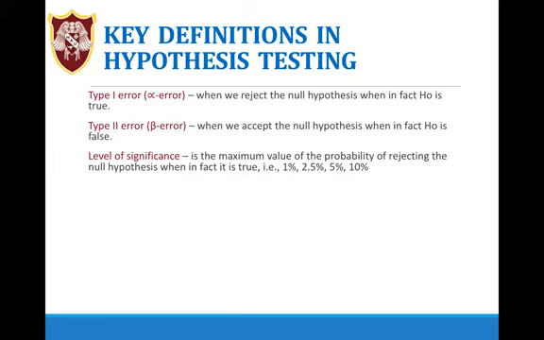Commonly used levels of significance are 1%, meaning there is a 99% confidence level. A 2.5% level of significance implies a confidence level of 97.5%. A 5% level of significance, which is usually used, implies a level of confidence of 95%. And a 10% level of significance implies a confidence level of 90%.